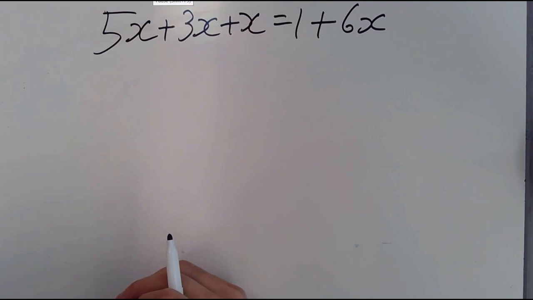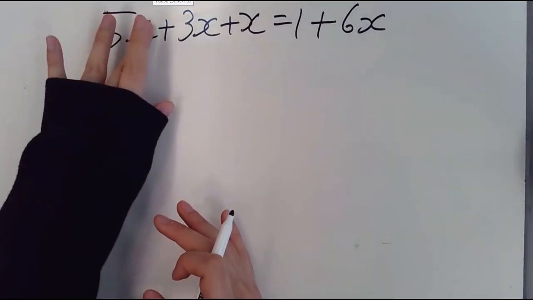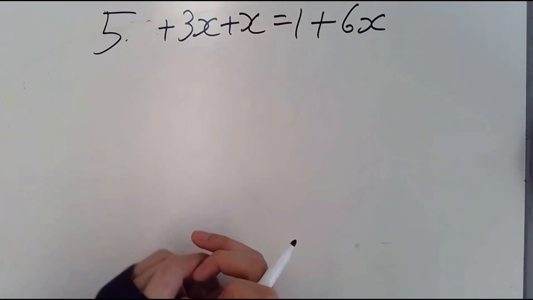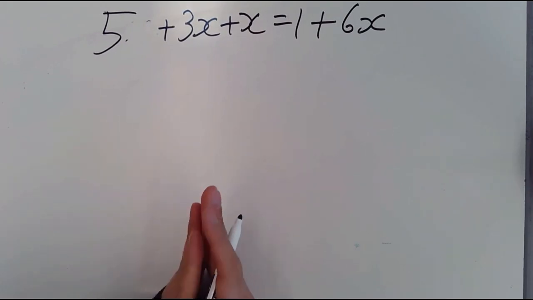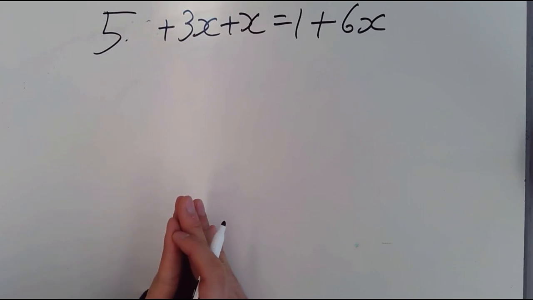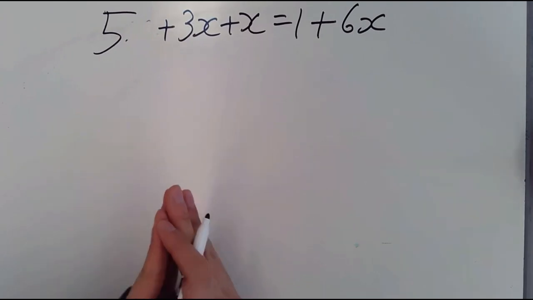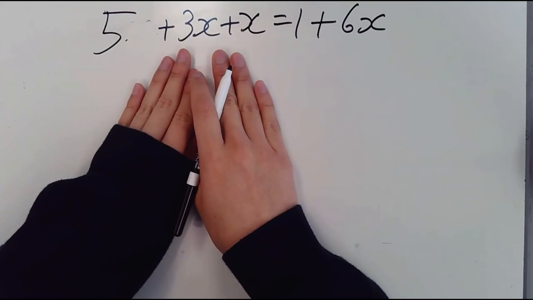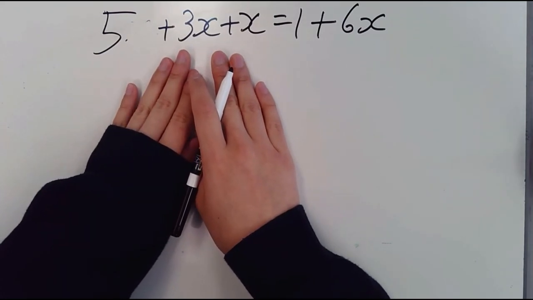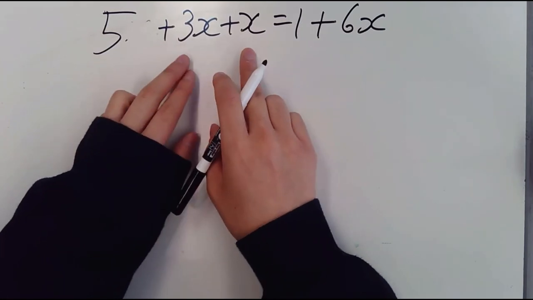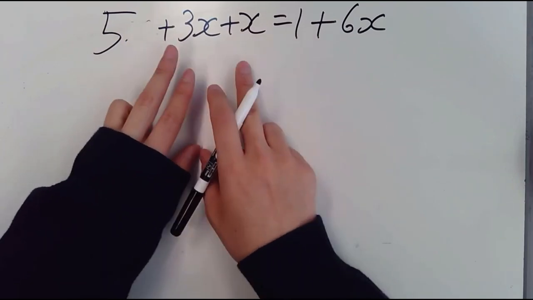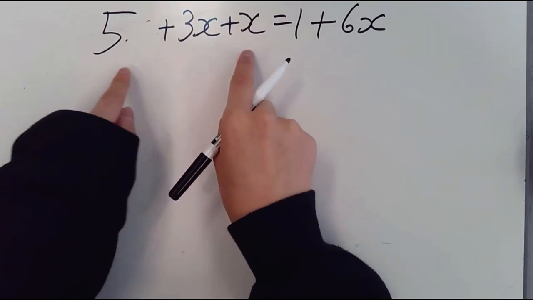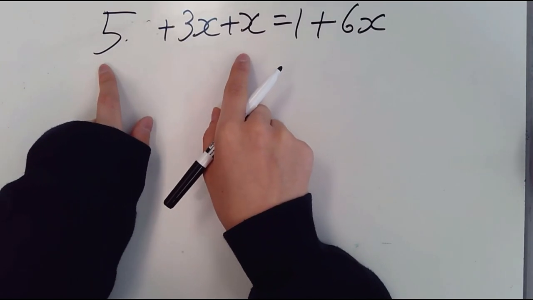Now, let's do one last example. Over here, I have 5 plus 3x plus x is equal to 1 plus 6x. Again, the main goal is to keep all the variables on one side and only the numbers on the other side. But before we do that, we can see that there are 2 x's on just one side. But before that, I like to just simplify both sides as much as I can before we do anything.